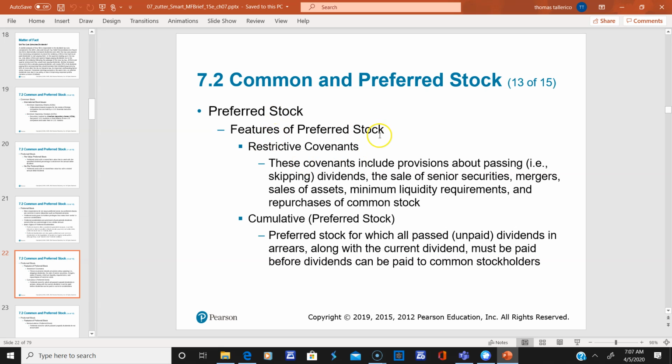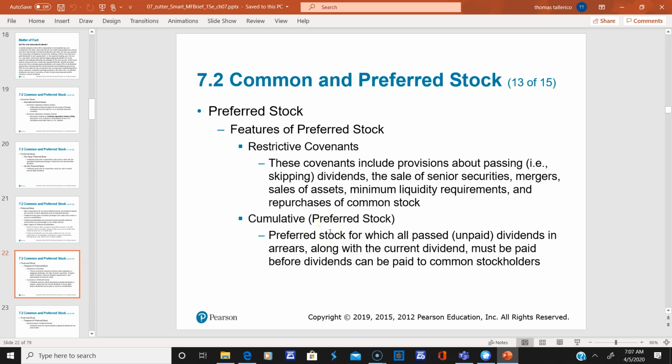Okay, so there's restrictive covenants with preferred stock, and basically, if any dividends are passed up for any reason, there's a lot of rules that are restrictive covenants in the preferred stocks. And if dividends are skipped, you have to get them back. So basically there's a lot of rules and restrictive covenants when they issue preferred stock.